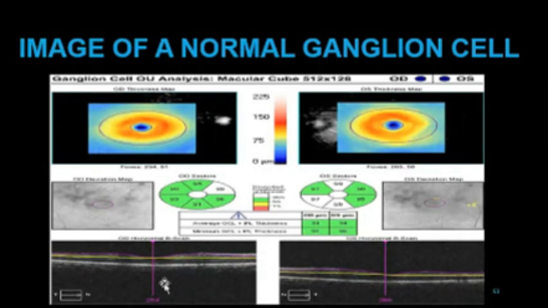Are we together? Yes. And then this is the horizontal B-scan, and the OS for the left eye horizontal B-scan. Please look at that upper picture.